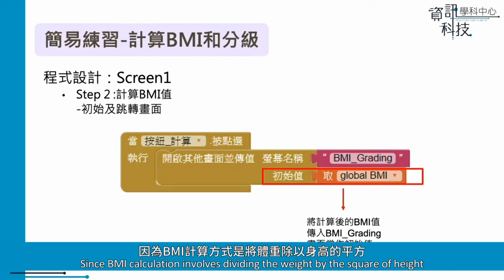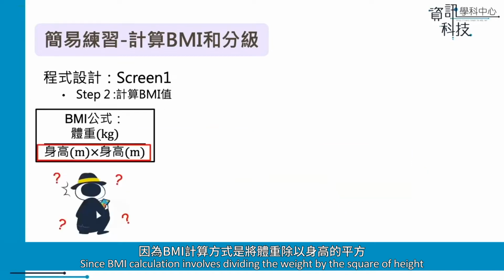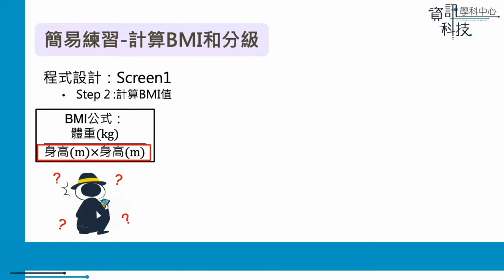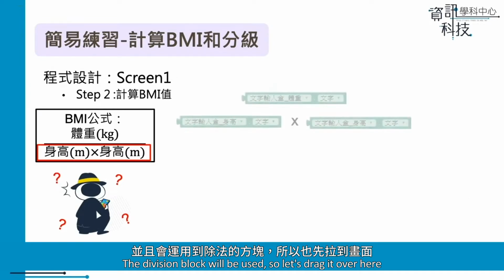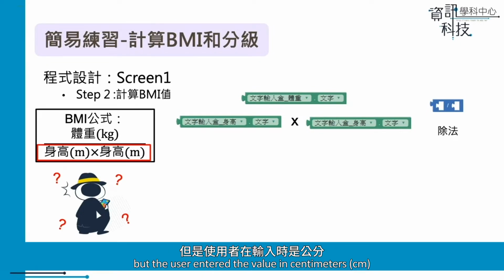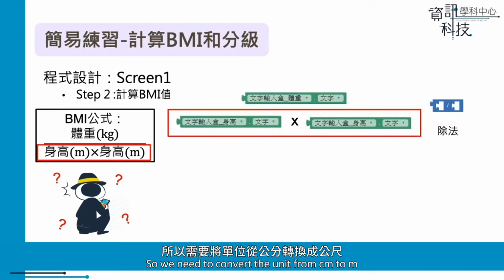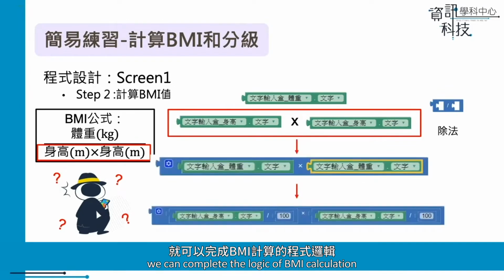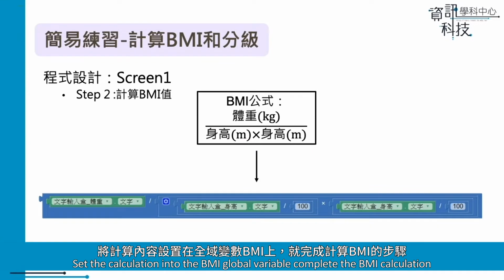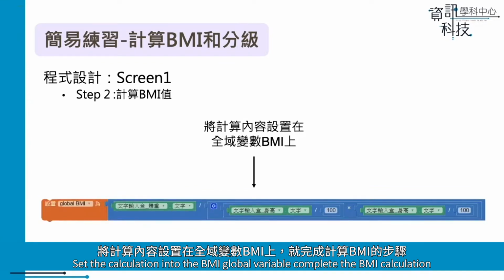Since BMI calculation involves dividing the weight by the square of the height, you can drag the three text boxes onto the screen. The division block will be used, so let's drag it over here. Note that the height must be in meters, but the user entered the value in centimeters, so we need to convert the unit from centimeters to meters. By combining all of the above, we can complete the logic of BMI calculation. Set the calculation into the BMI global variable. Complete the BMI calculation.